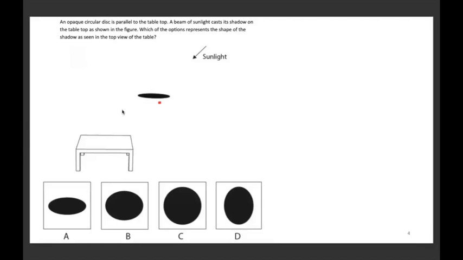Okay. When the sun rays fall, actually because it's sunlight and because it is 45 degree, the shadow cast on the table will have actually circular disc only. There won't be any deformation because your disc is parallel to the tabletop. So that's why option C is the one which is the correct answer. Okay, we'll move to the next one.